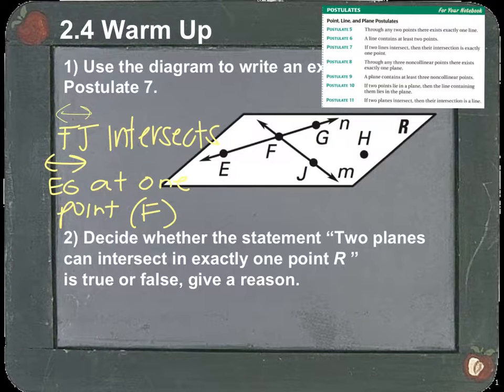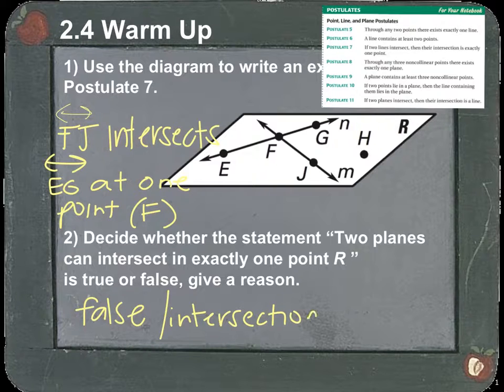Okay, good. Number 2 says decide whether the statement, two planes can intersect in exactly 1 point R, is true or false and give a reason. Chris? False. Why? Because postulate 11 states that the intersection of two planes is a line. Perfect. The intersection of two planes is a line. Questions on either of those?